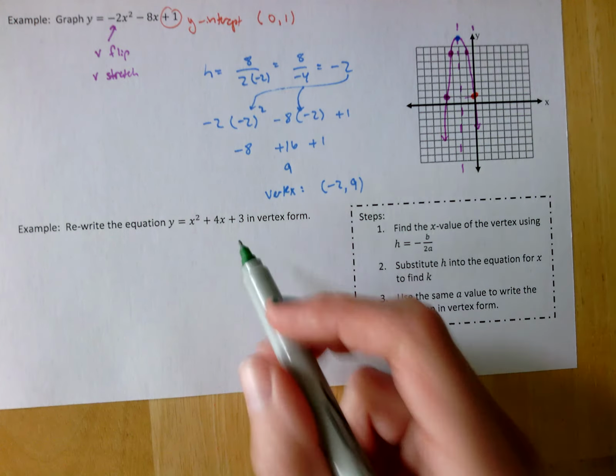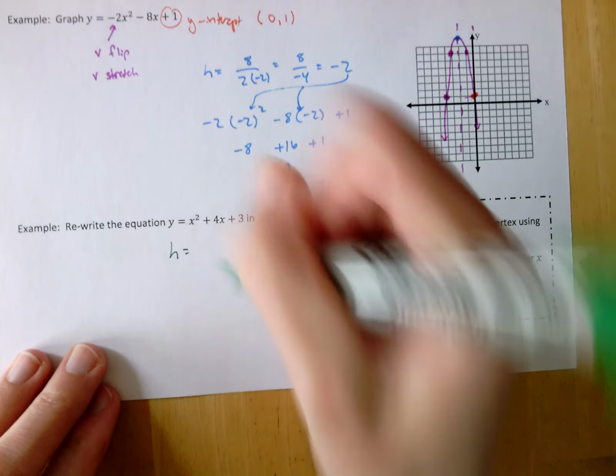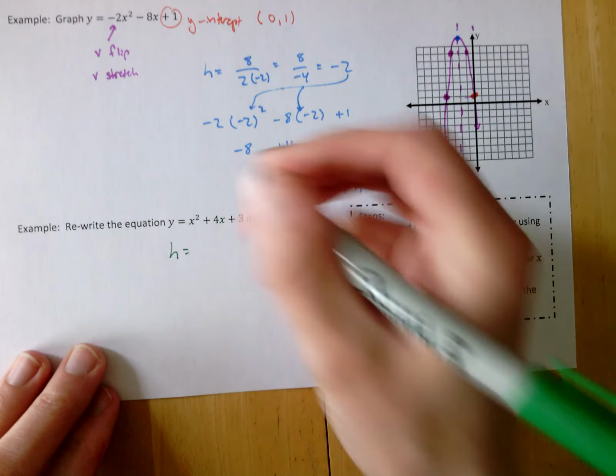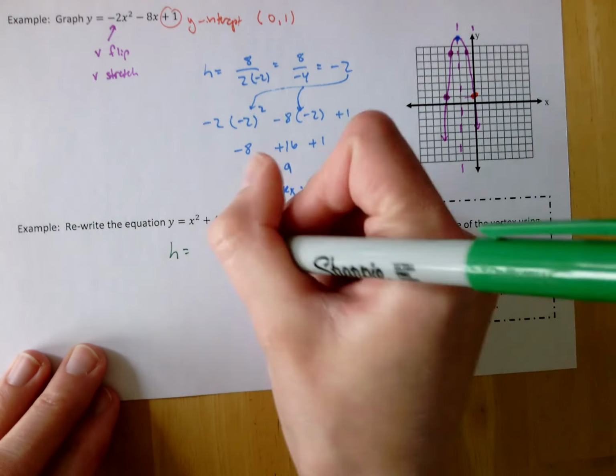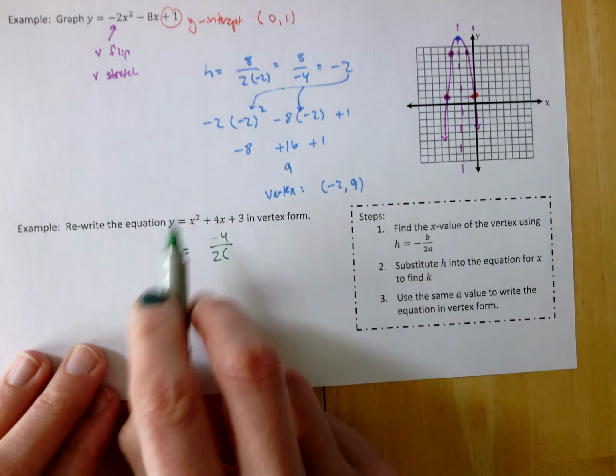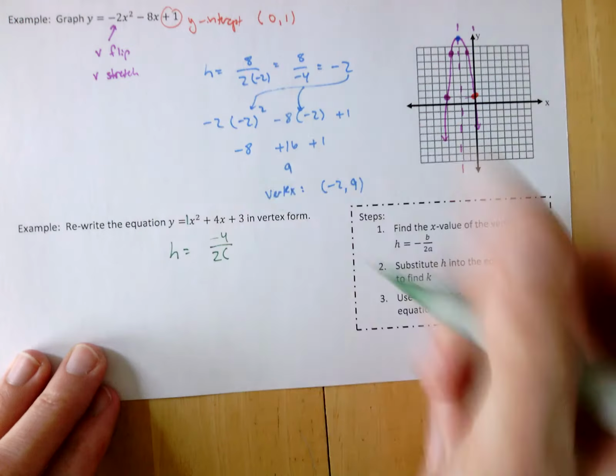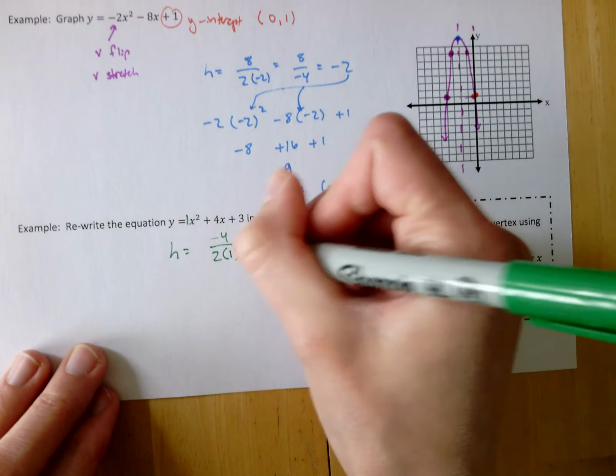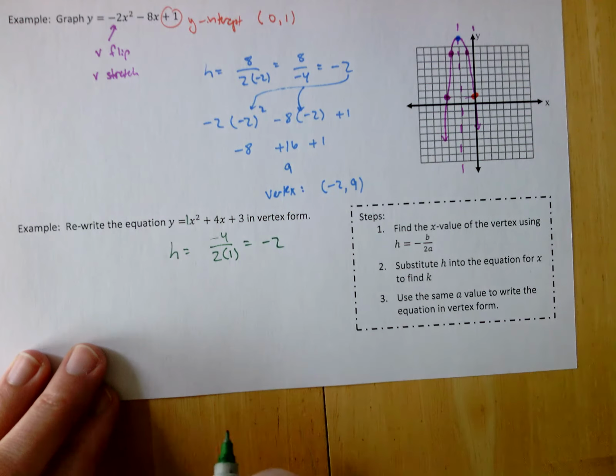Okay? So I'm going to start by finding my vertex. So it's H equals the opposite of B. B is positive 4, so it's going to be negative 4, over 2 times A, which is, there's an invisible 1 there, right? Okay, so negative 4 divided by 2 is negative 2.